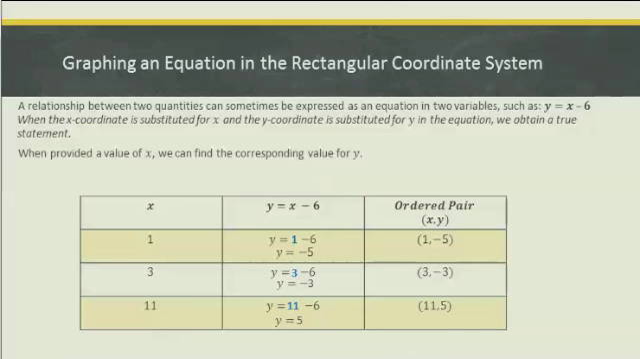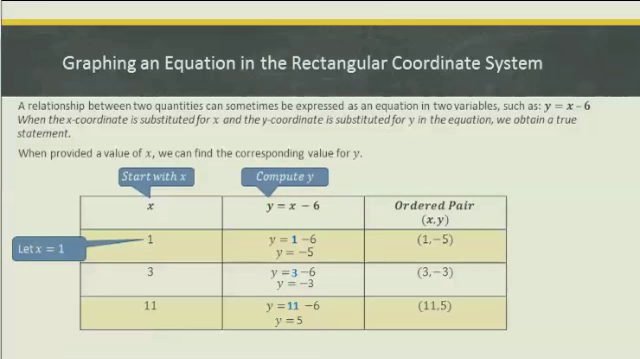So let's start with x. We're going to let x equal 1. So in the equation where y equals x minus 6, we have to compute for y. Well, we know that x is 1, so y is equal to 1 minus 6, which makes y equal to negative 5. Okay, so we know that x is 1 and y is negative 5, but we still have to form the ordered pair in order to develop the graph.